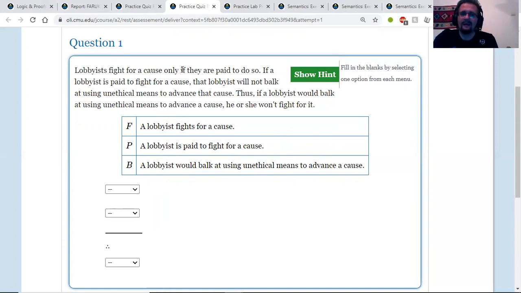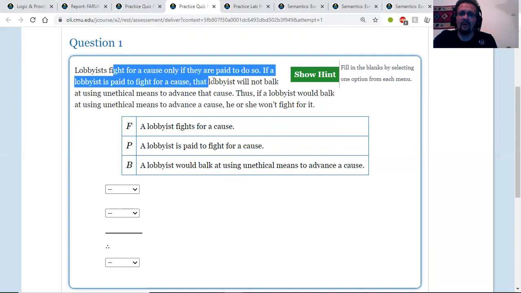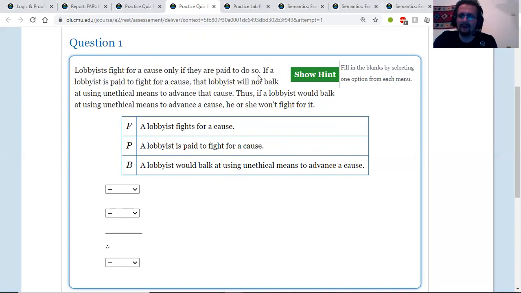So let's work out this setup here. It says a lobbyist fights for a cause only if they're paid to do so. All right, now normally, when we have the word if in an argument, the way that it works is, let's say that the sentence said, lobbyists fight for a cause if they are paid to do so. What we would normally do is we would take the part that comes after the word if, and we would put that in front. And then we would take the first part of that sentence, we would put it in the back, and those two would be connected by a conditional statement, right? So if a lobbyist is paid to do so, then a lobbyist will fight for the cause, right?